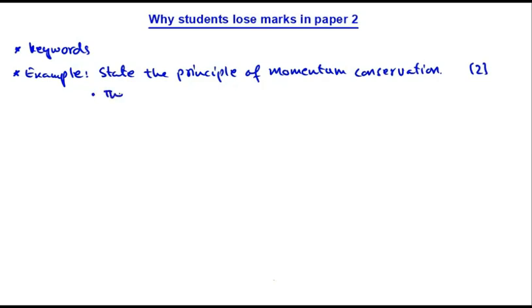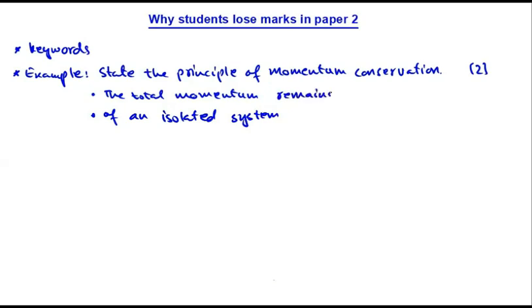The total momentum of an isolated system remains constant. Now see, students, this statement has 2 parts. We are awarded an M mark for the first part that says the total momentum remains constant, and an A mark for the second part that says of an isolated system.